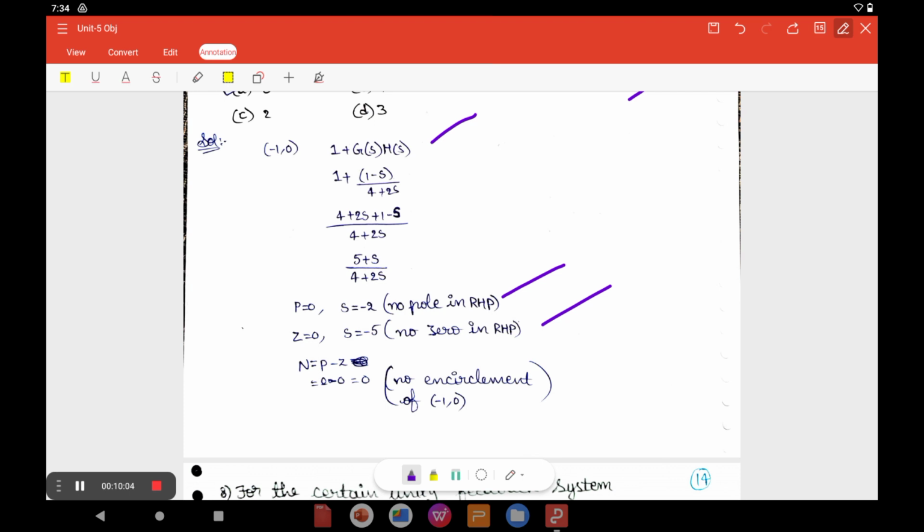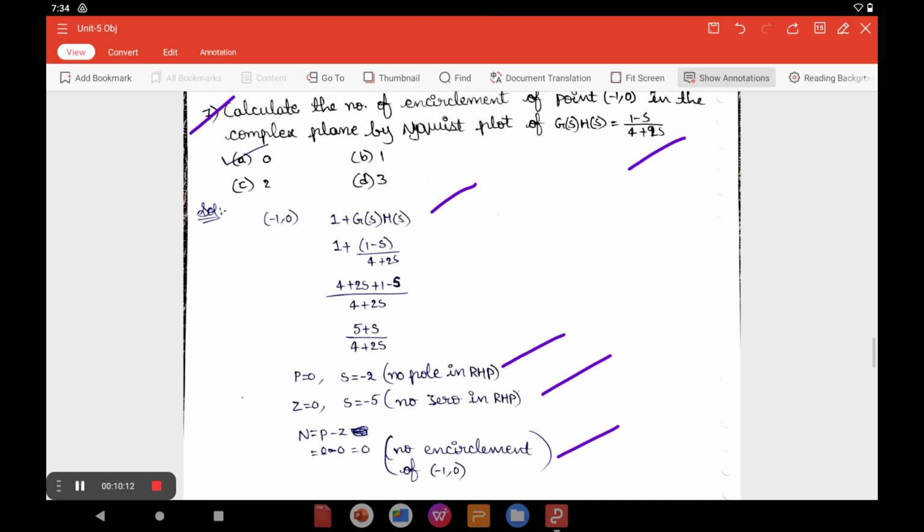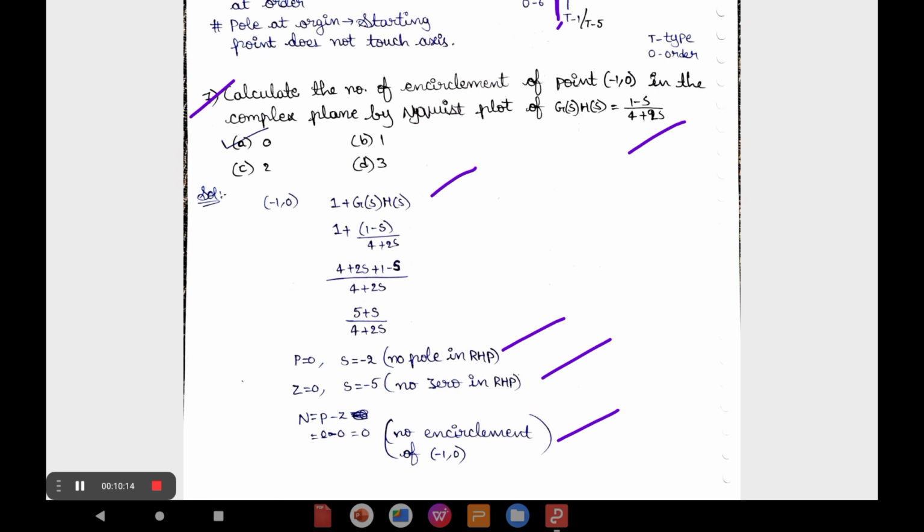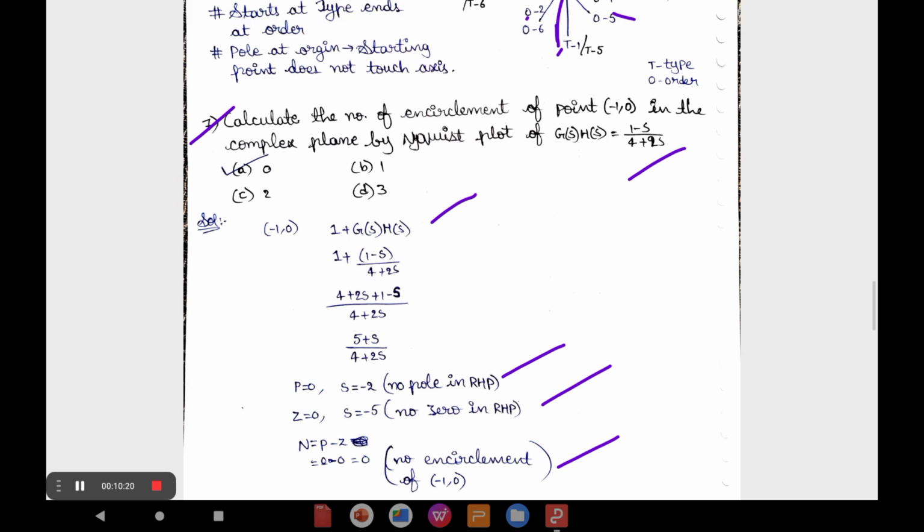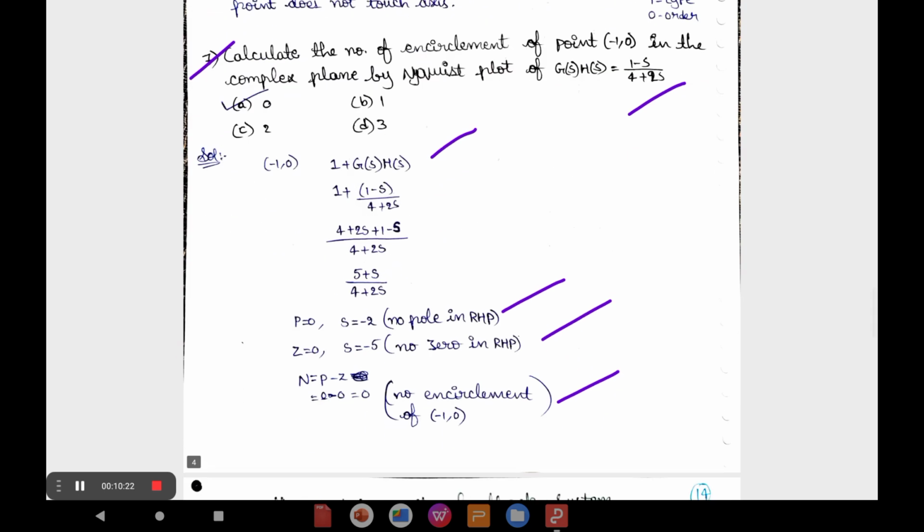So no poles are located in the right half. Therefore, if no poles are located in the right half side, obviously there is no encirclement. So that is a conclusion. If you want to find out the encirclement, it means that there may be a possibility of poles located in the right half of the j omega. That is important. So for that purpose, you have to check these two conditions.